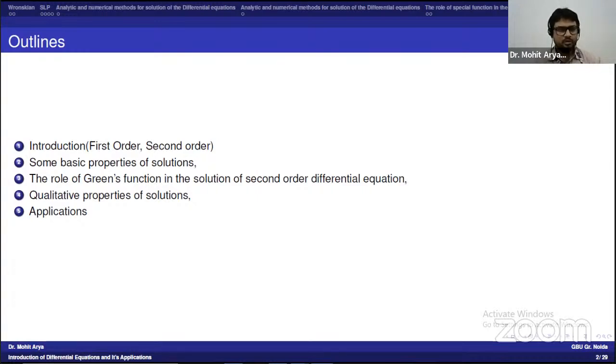Then I will tell about the role of Green's function in the solution of second order differential equations, which is very vast when we talk about the solution of second order differential equations. And then quantitative properties of the solutions of differential equations, and then some applications of differential equations.